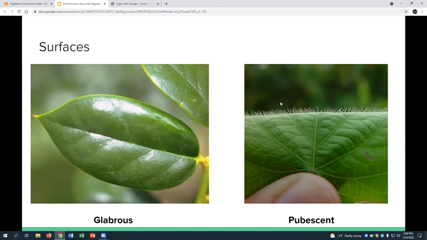And often we'll want to focus on whether we're looking at the top side of the leaf or the underside of the leaf, because we may have leaves that do not have hairs on the upper surface, but do below. So we're going to look carefully. Okay, I think that's all we have in these slides for now.